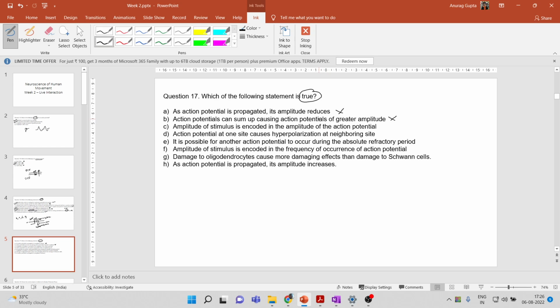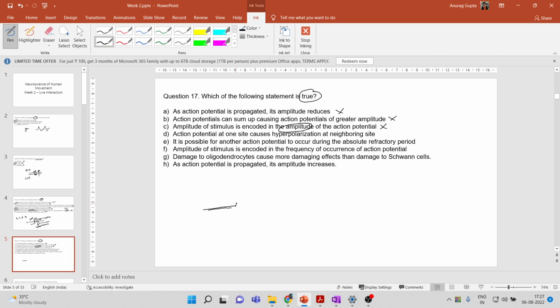The third option is: amplitude of stimulus is encoded in the amplitude of the action potential. This is also false. It's actually the amplitude of the stimulus that is encoded in the frequency of the action potential. That should be the correct statement. Let me draw and show you why the frequency of the action potential encodes the amplitude of the stimulus.